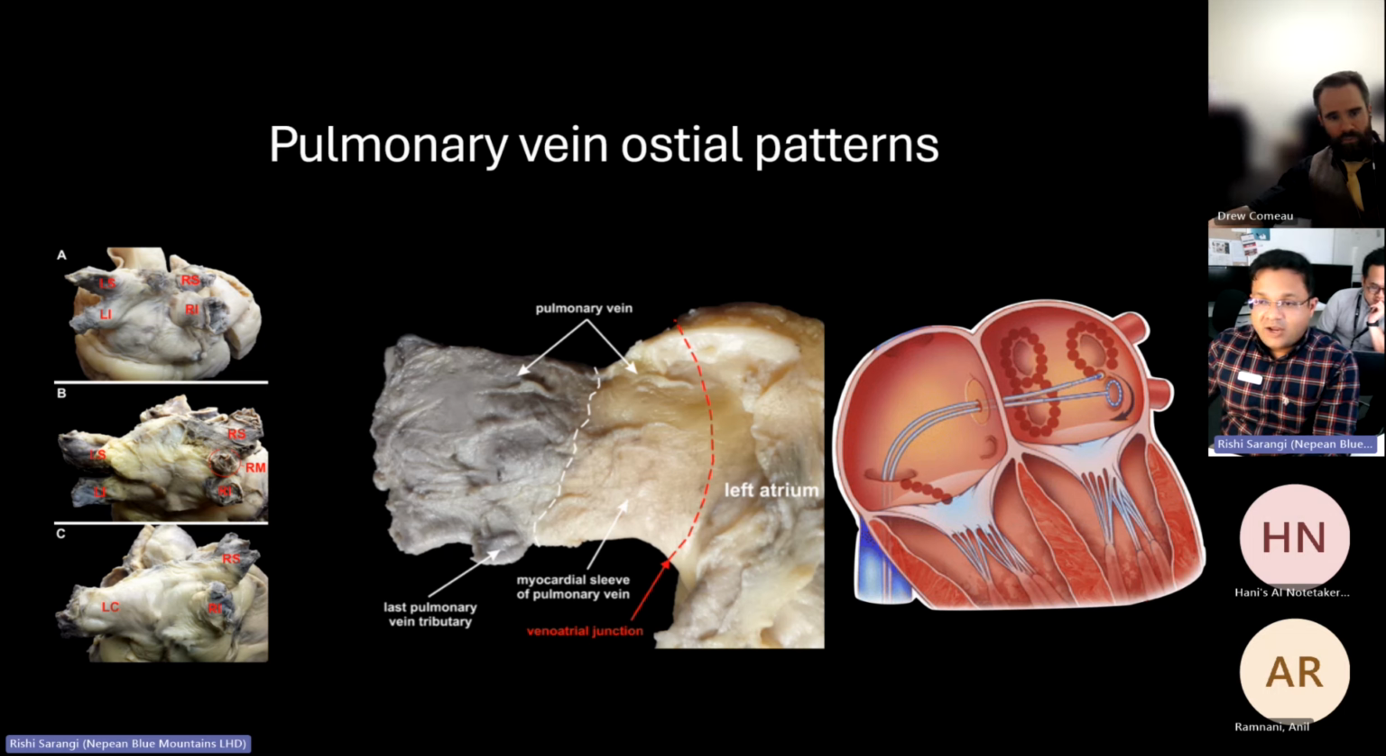Cryoablation or radiofrequency ablation burns the area and induces scarring, which in turn helps prevent those ectopic conductions from going into the left atrium. What they also use is the tributaries and the minimum distance between the left atrial ostial opening and the last pulmonary vein tributary. This is the safety margin which they have.